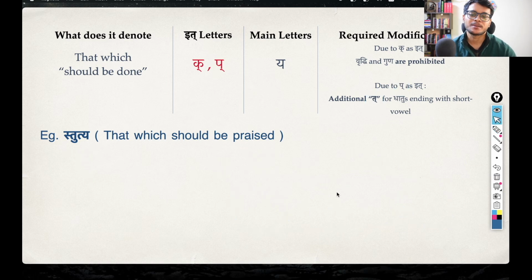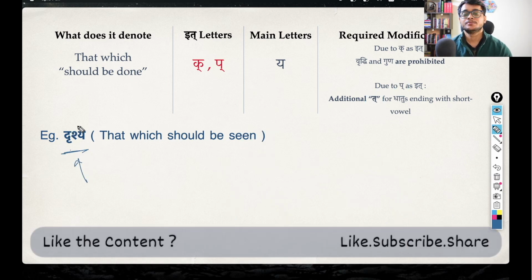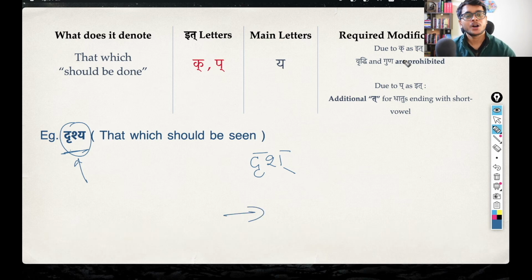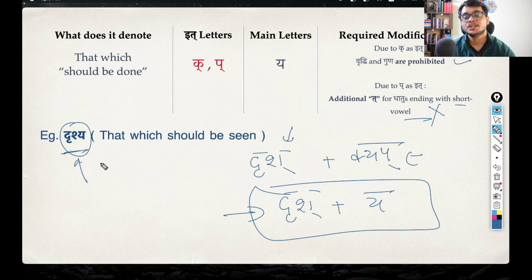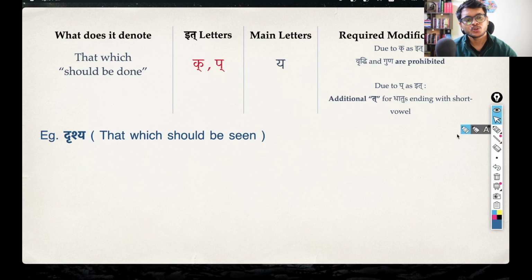Now let us take another example. So we have this pratipadika drishya. Drishya, again a very common Hindi word also. This is very easily coming from the drish dhatu. Drish dhatu means to see, to perceive. Okay. And as per the required modification, vriddhi and guna are prohibited, no problem. And since our dhatu is not ending with any short vowel, then this modification is also not possible. So drish will remain as such. So we have this drish, and for the kya pratyaya, we have this ya. So we just simply combine them together. We get this pratipadika drishya, that which should be seen. Okay, again a very common and popular word. Now you know the vyutpatti of it.